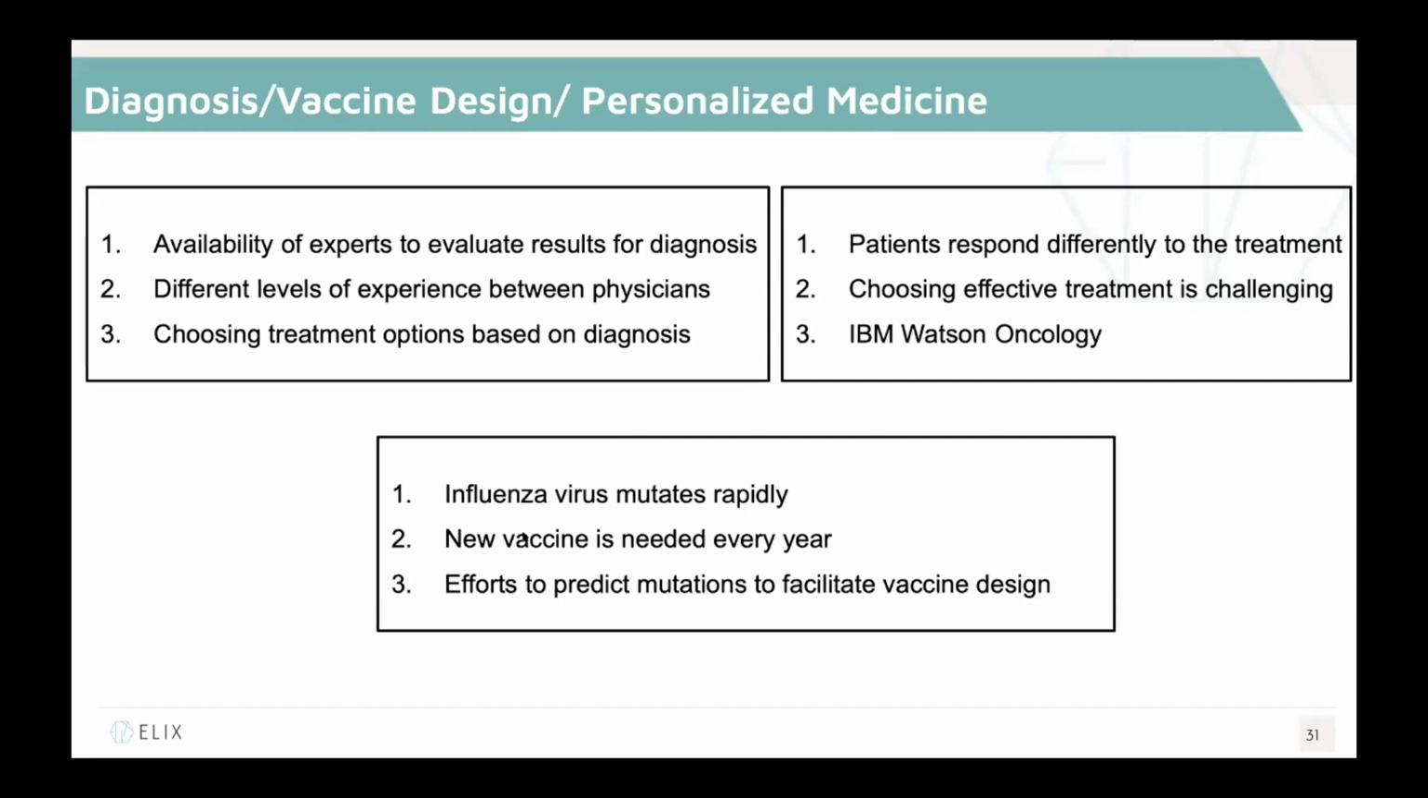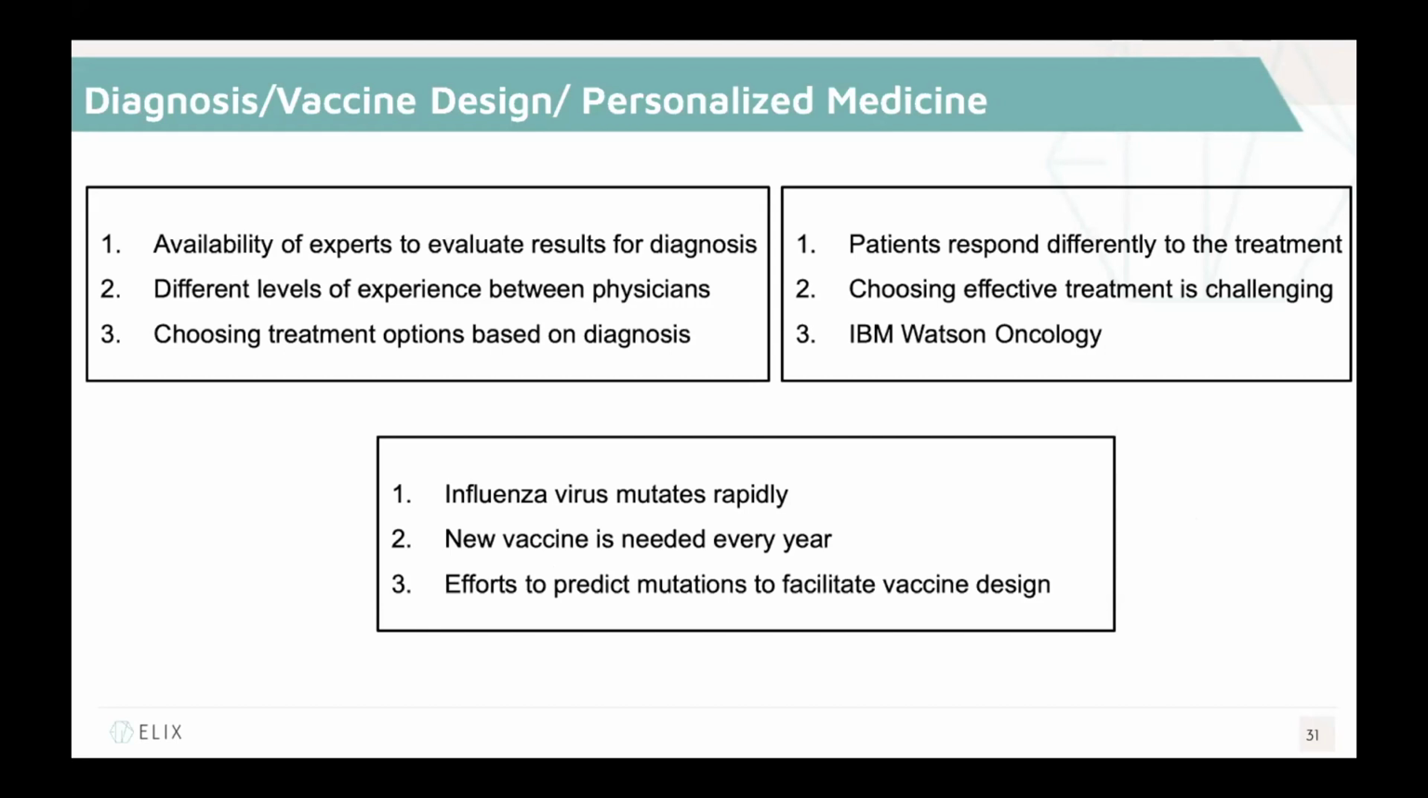And we need to generate vaccine every year because of the mutations. But there have been efforts to predict mutations in advance to facilitate vaccine design, and there are too many things to be done. But I'd like to stop with these examples, and we can talk more.